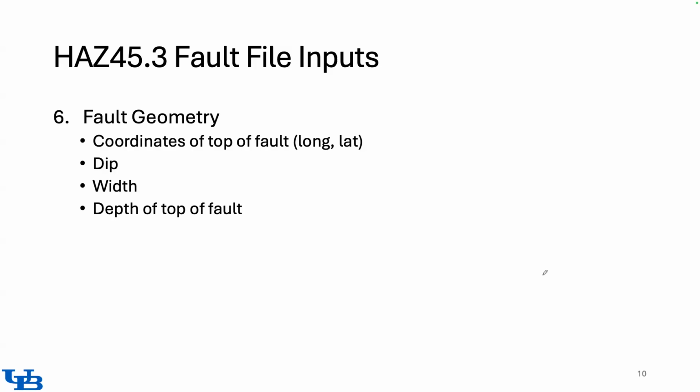And then the final information that you need is to define the geometry. So the coordinates for the top of the fault, its dip angle, its maximum width, and how deep the fault is. Some faults can reach the surface, and so in that case, the depth to the top of the fault will be 0, but some faults are buried. So in that case, you will say that maybe the fault starts 3 kilometers below the Earth's surface, and this information will be used to calculate the distances.